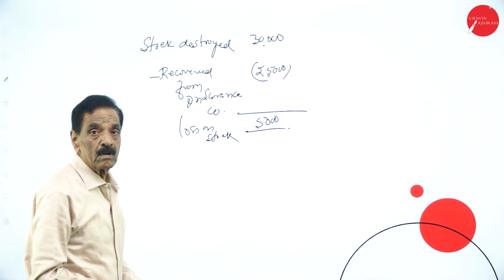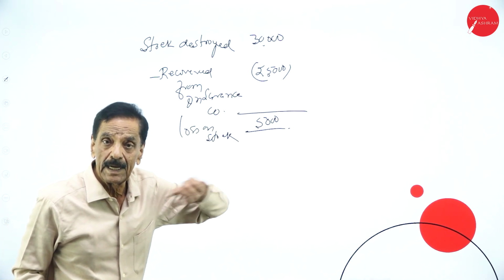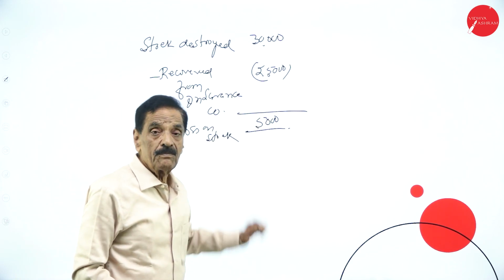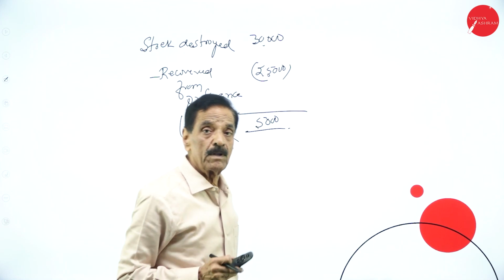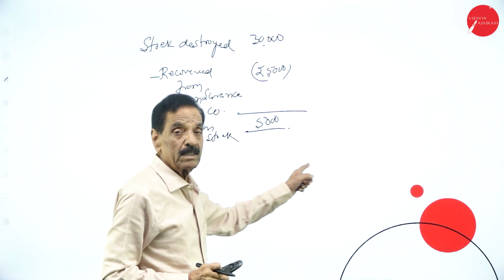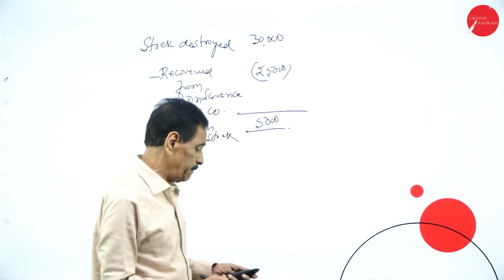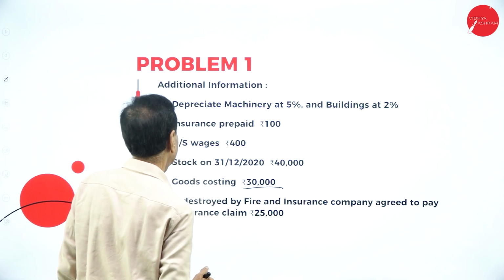Where to show? 30,000 will come on the trading account debit side. 25,000 will come on the asset side of the balance sheet as due from insurance company. How much we could not recover? 5,000 that will come P&L account debit side. Then your depreciation on machinery 5%.